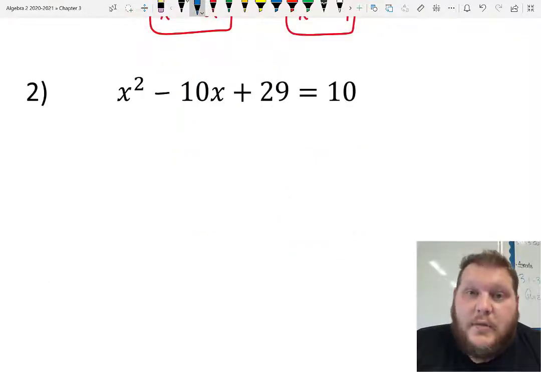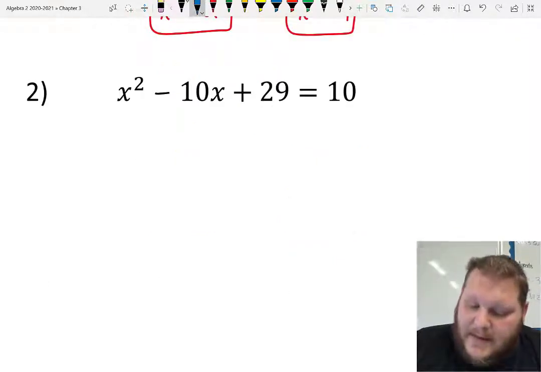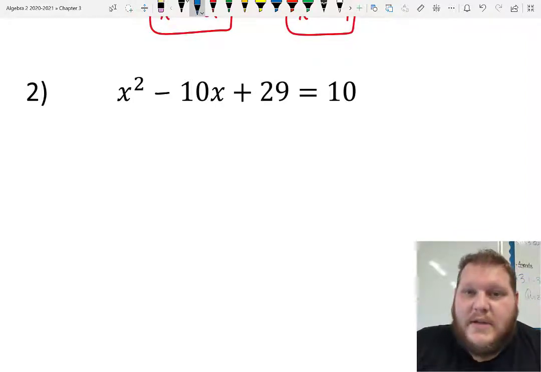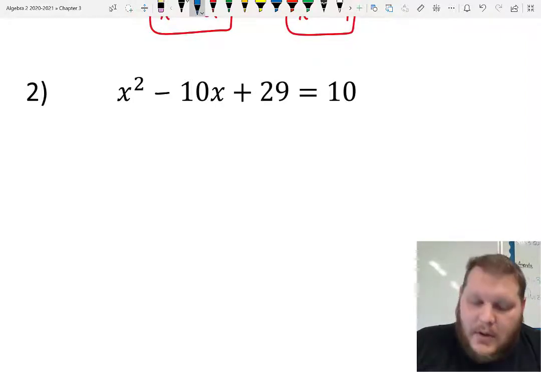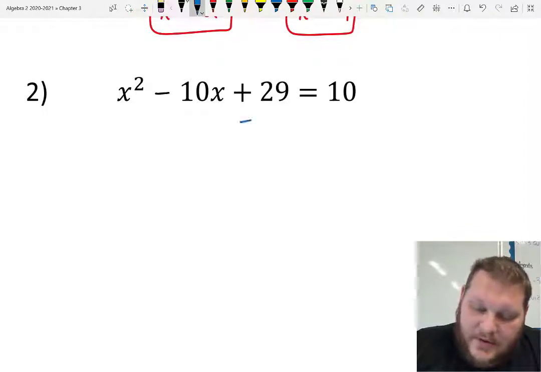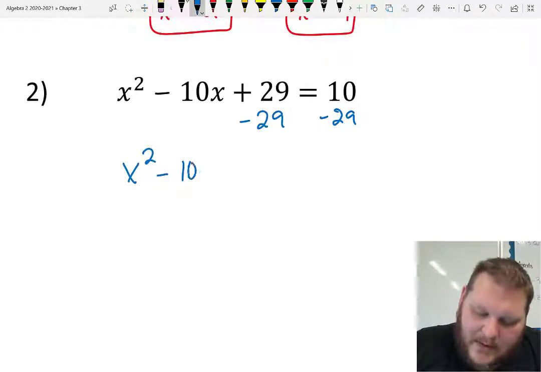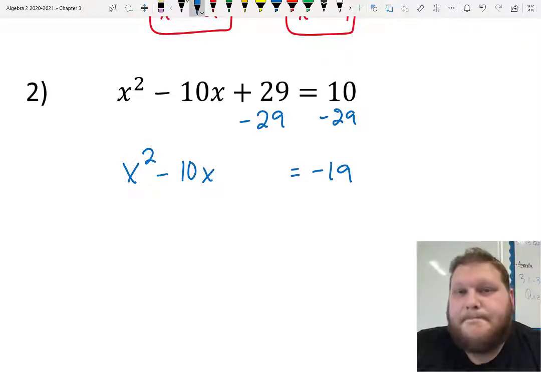Okay, trying another one, number 2 here. We've got x squared minus 10x plus 29 equals 10. So now step 1, make sure it's just x squared by itself, which we're good. Step 2, make sure it's just the variable terms on one side. So here I'm going to have to subtract 29 on both sides. That gives me x squared minus 10x. I'm going to leave that space equals negative 19.